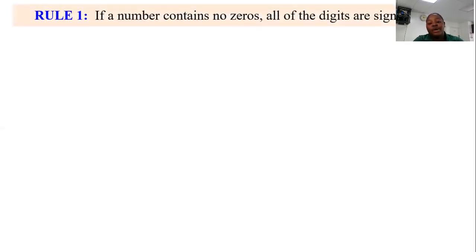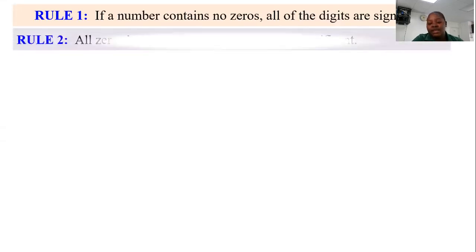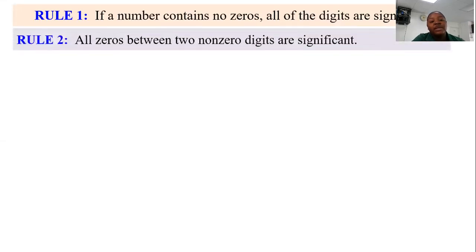So when we talk about significant figures, there are 5 rules. Rule number 1 tells us that if a number contains no zero, all of the digits are significant. So if a number has no zeros in it, all of the digits are significant. Rule number 2 tells us that all zeros between 2 non-zero digits are significant. All zeros between 2 non-zero digits are significant.